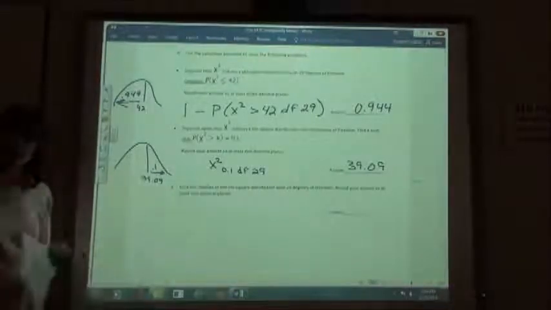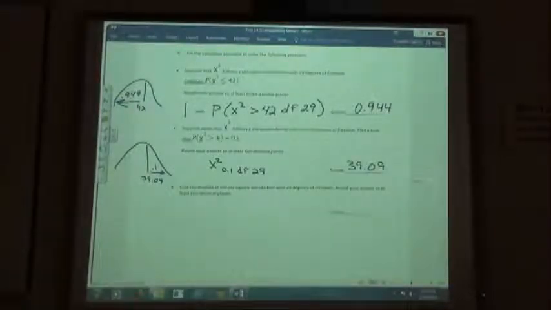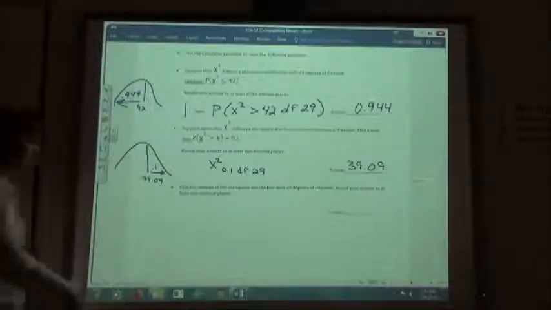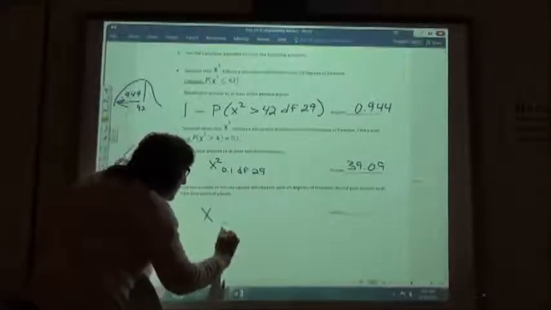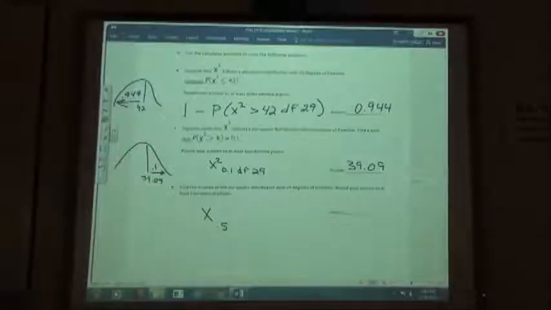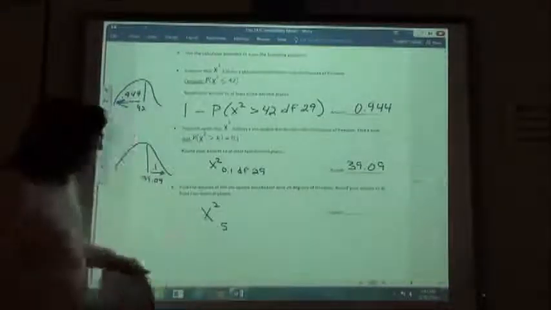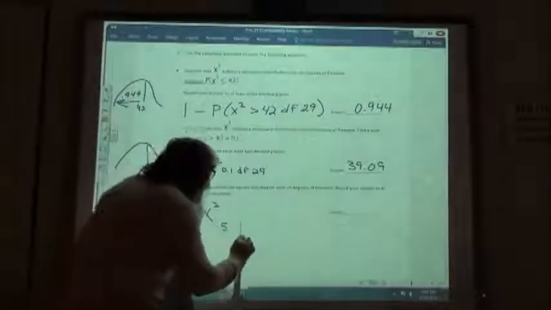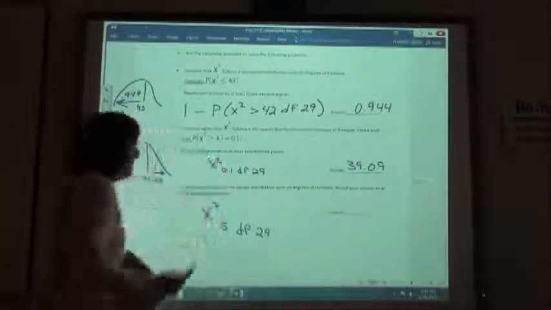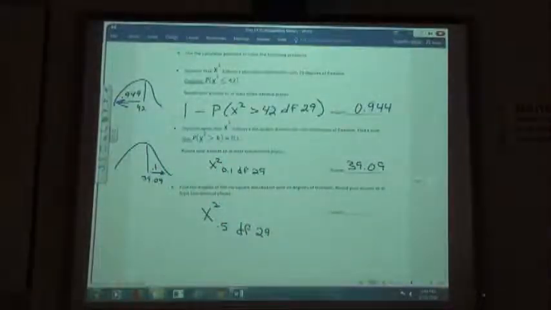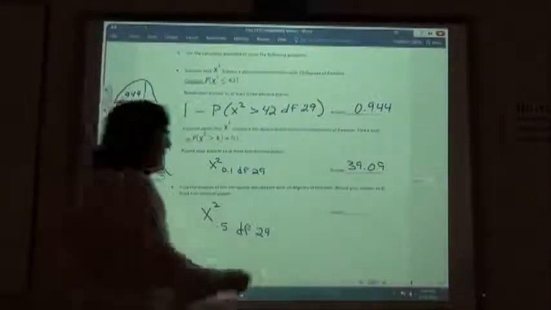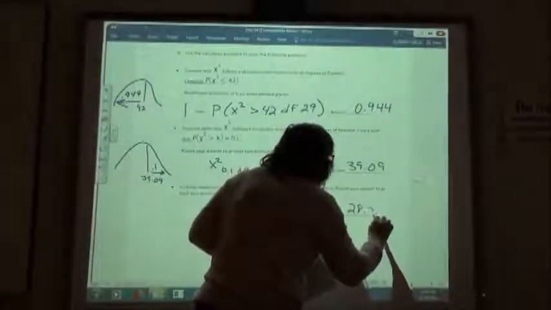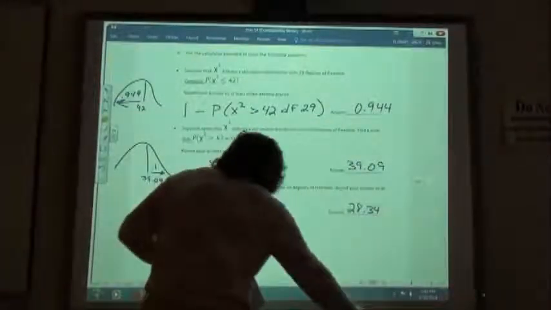And then again, we're going to do the median, and if we're going to do the median, what percent are we going to use? 0.5, 50%, right? Oops, chi squared 0.5 and my degree of freedom, 29. 28.34, exactly. Okay.